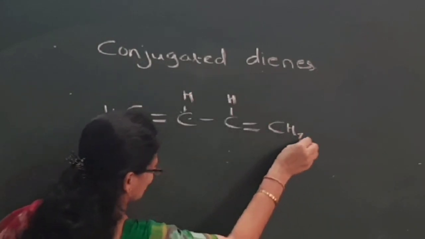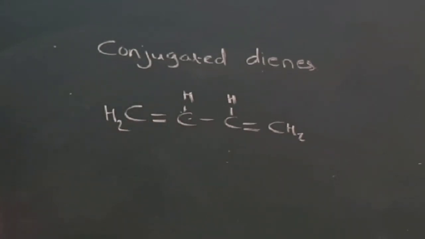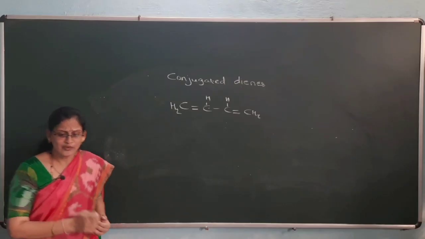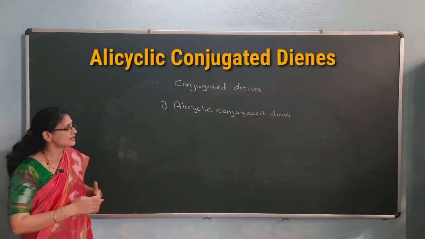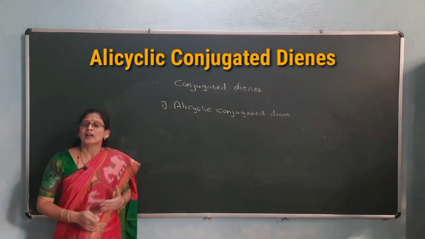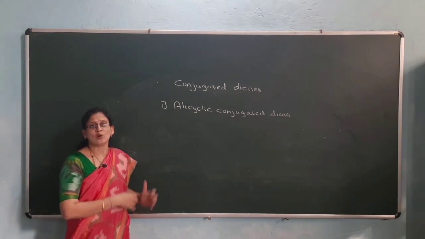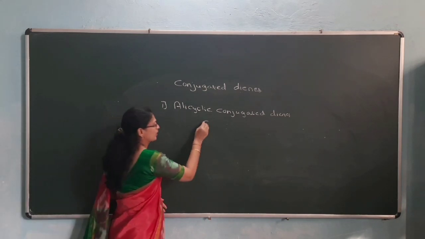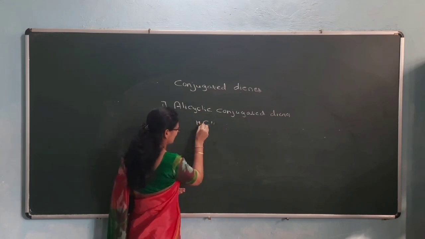So, this is 1,3-butadiene. So, we have conjugated double bond. Such compounds we call conjugated dienes. Then we will move to the types of the conjugated dienes. The first one is alicyclic conjugated dienes, or dienes containing the open chain system. The basic unit here is butadiene.